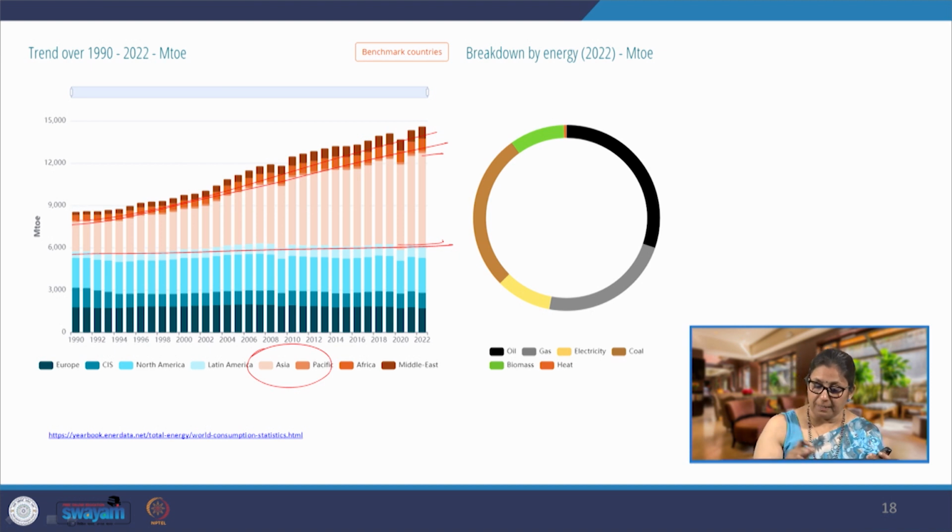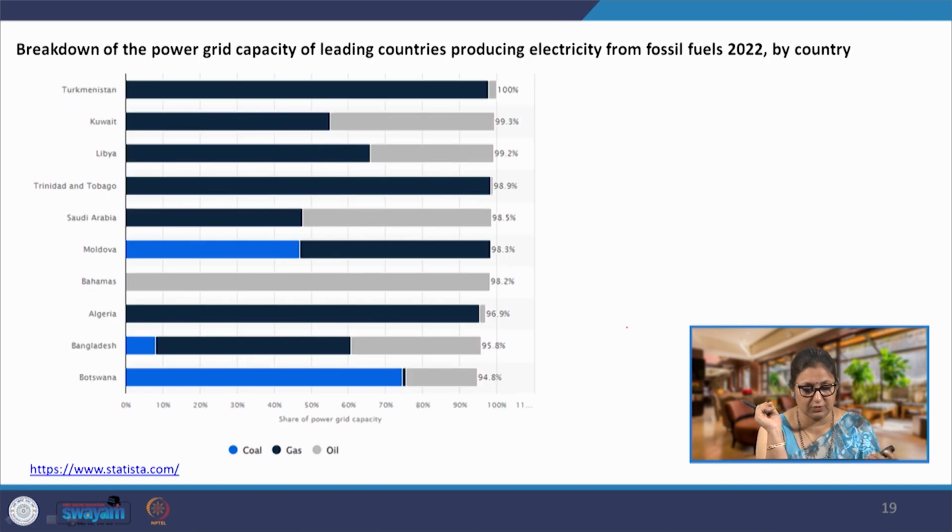upwards. Of this energy that is consumed in the world, we have seen this percentage breakup: most of the energy is still coming from the non-renewable or conventional sources of energy. A very small 10 to 15% is coming from the renewable sources of energy. If we look at the top 10 countries which are producing electricity from fossil fuels, we see that the electricity is still being produced largely using coal, gas and oil.